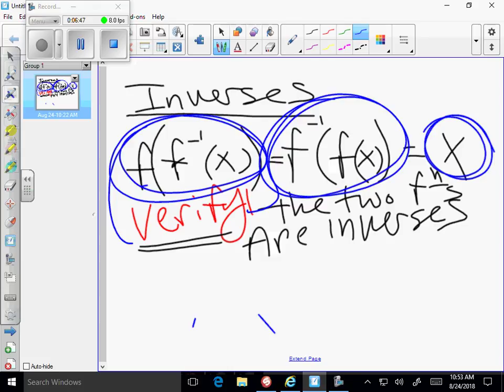Now, there are going to be some other questions that say, hey, here's a function, find the inverse of this function, and then show that they're inverses by doing this.